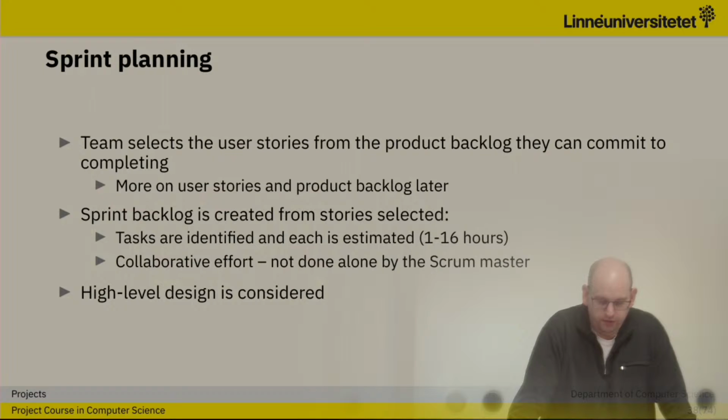The team selects the user stories from the product backlog that they can commit to completing. And we will look more into the user stories in just a little bit. And this is part of sprint planning, where we decide what we can actually do. We can do this together with the product manager as well, but we are the ones who decide. And the sprint backlog is created from the stories that we've selected. And we try to find an estimate, and we'll look more into that later on. High-level design is also considered.